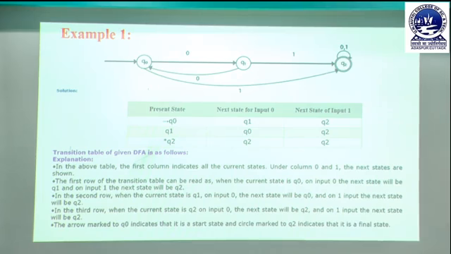But each and every state must take some input symbol. That's why the final state also takes two input symbols, 0 or 1. Whenever it takes 0 or 1, it is self redirected to q2. Now we are going to discuss the transition table, which is the solution part. First of all, we create 3 columns. The first column is named present state, the second column is the next state for input 0, and the third column is the next state for input 1.